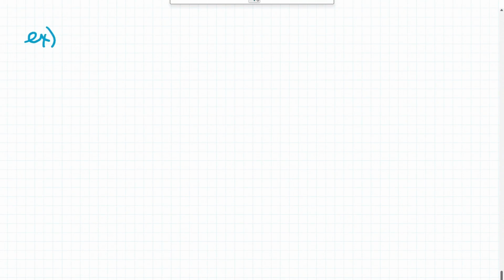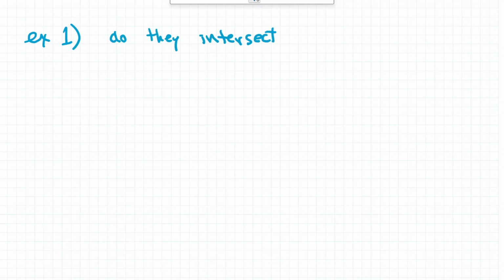Okay, so we'll do example number 1. So our question is, do they intersect? So we want to find if they intersect, and if so, what is the point? Okay, so let's see what we have here.